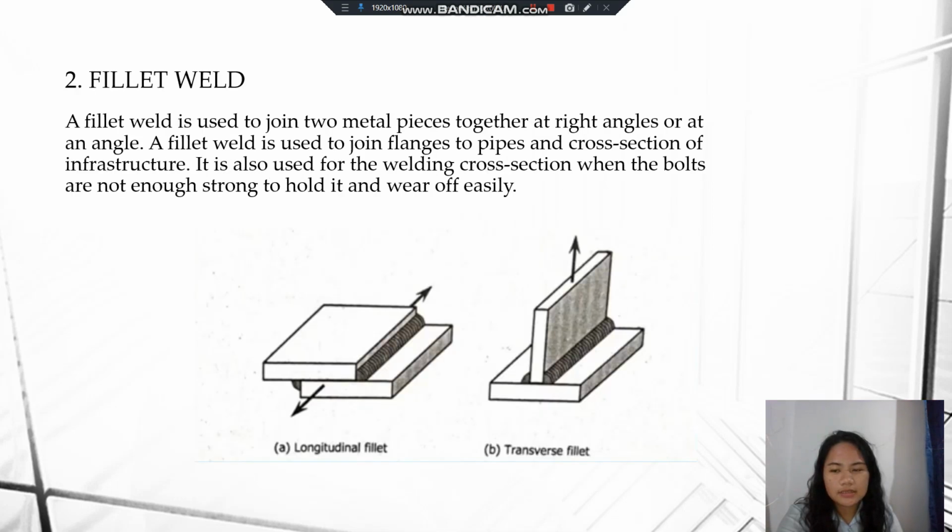So next is the fillet weld. So the fillet weld is used to join two metal pieces together at right angles or at an angle. So a fillet weld is used to join flanges to pipes and cross section of the infrastructure. It is also used for the welding cross section when the bolts are not strong enough to hold it and wear off easily.